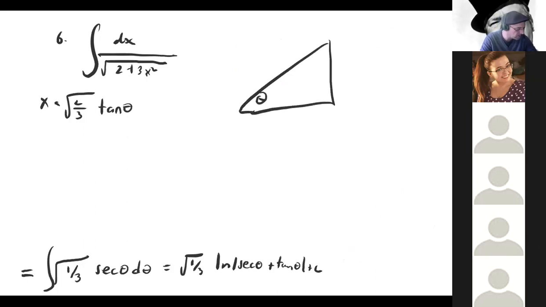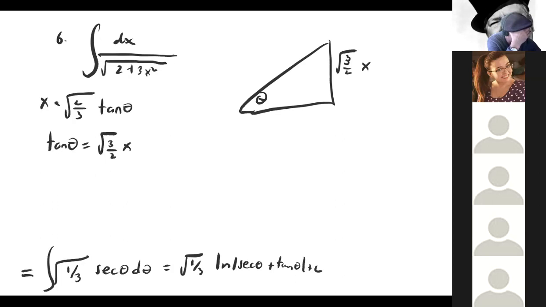So theta is here. X is, so what is tangent theta? Well, I have to solve for tangent theta to do this. So it looks like it's the square root of 3/2. I multiply both sides by the reciprocal of the square root of 2/3 to solve for tangent theta. And so I can put the square root of 3/2 x here.